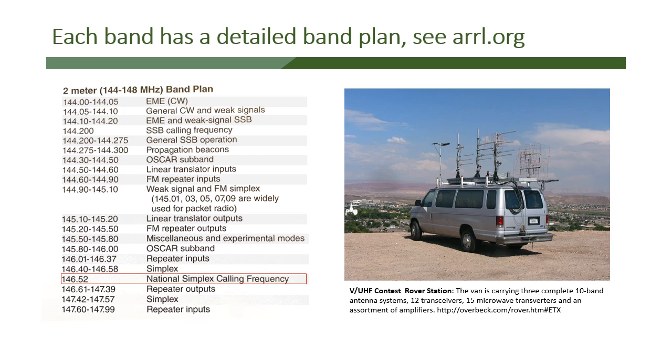On the right, you see a porcupine vehicle, for lack of a better term. And this van is carrying 3 complete 10-band antenna systems, 12 transceivers, 15 microwave transverters, and an assortment of amplifiers. And this is a rover station for VHF and UHF and above.